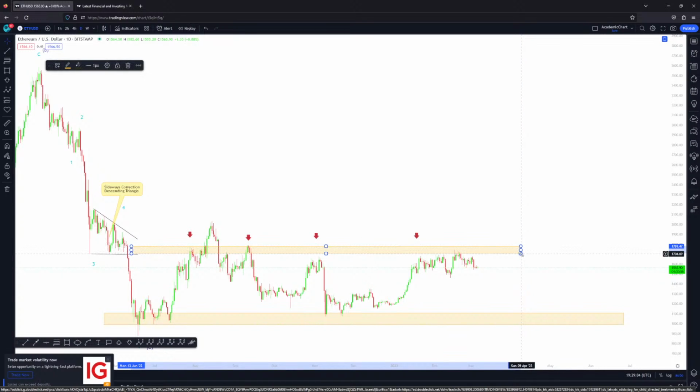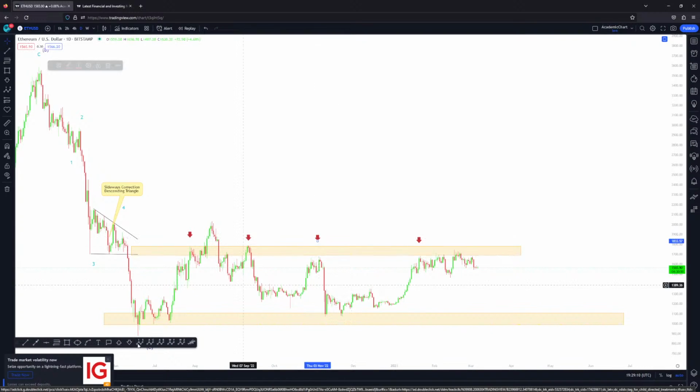Let's make it more accurate here. Now we have some points. I will fill it with some arrows. I think that's enough for here. You can see how much price actually reacted to this zone. You have another one here. But what about this one?